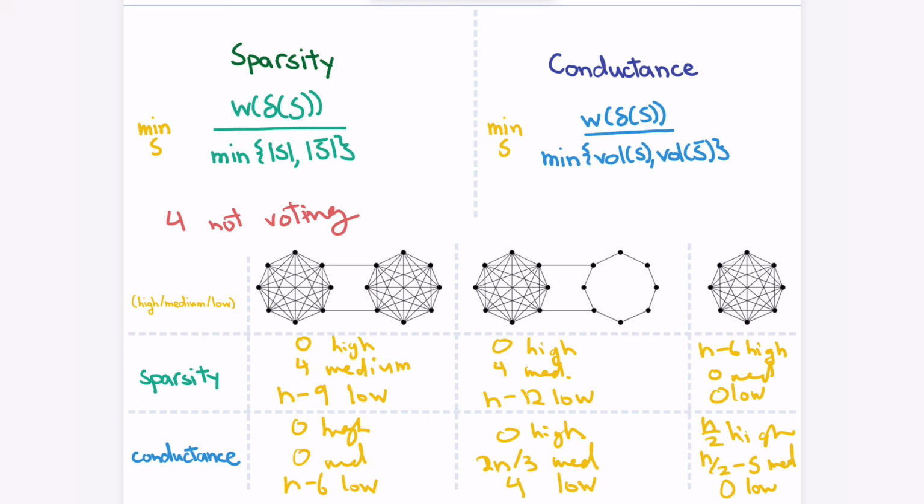This side's volume is actually not super high anymore. It's not even clear to me what the lowest conductance cut is. It might still be the same cut. And then for this, it was about half and half, but it's still about as high a conductance as you're going to get.